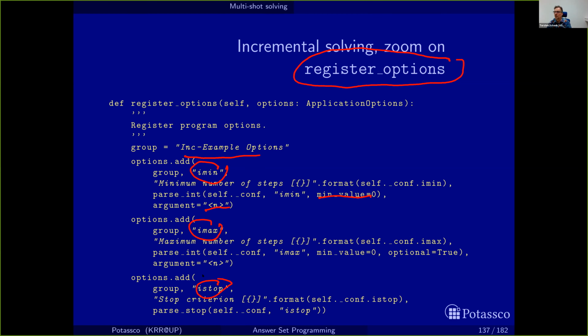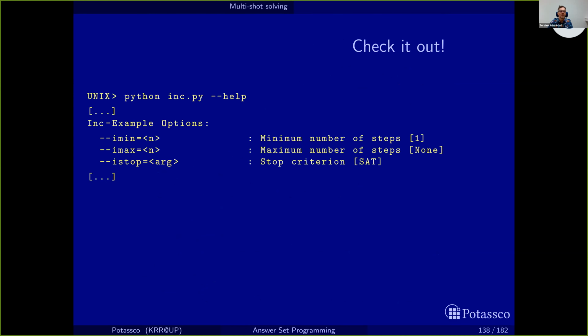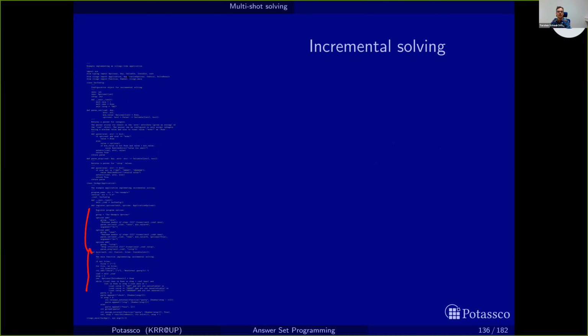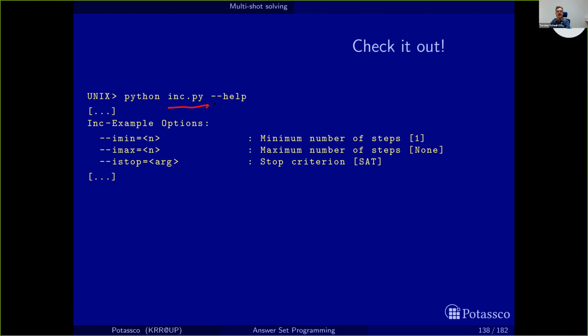Just to show you what you can then do: if you use this inc.py, keep in mind this is this unreadable program here, this guy here. And if you call this with --help, Clingo, you will get Clingo options, but also your option that you are now about to define. Okay, so I will not go into further detail, just to show you this convenience feature.